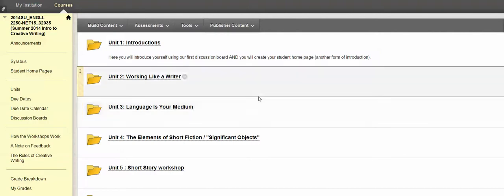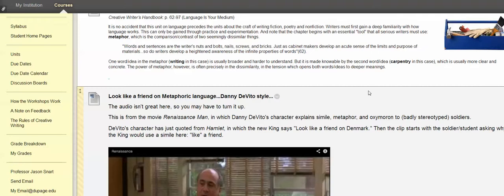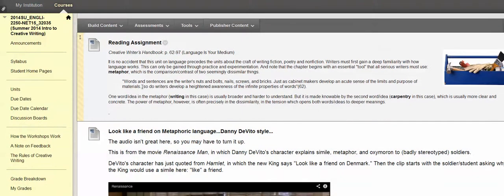So Unit 3 has us looking at and thinking about one of the really fundamental types of language that we end up using. And there's obviously a number of related terms here, that kind of thinking through analogy, one thing being like another. So metaphor, simile, any type of comparative language like that is really important for us.